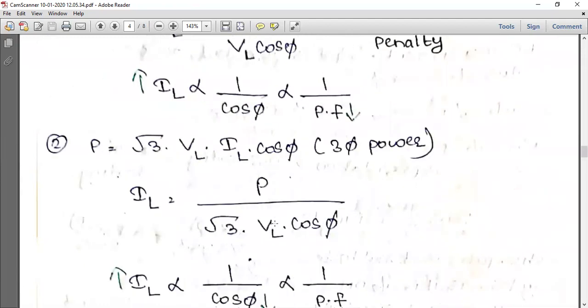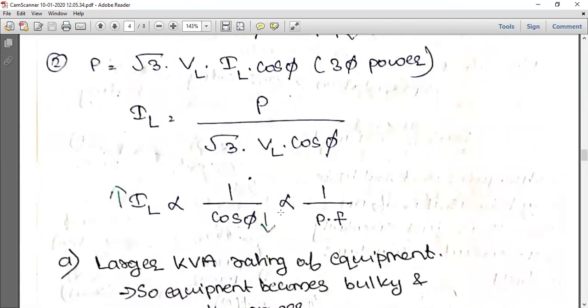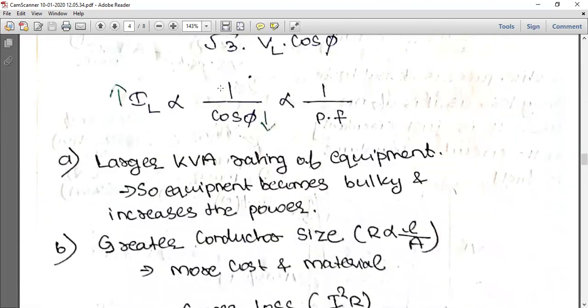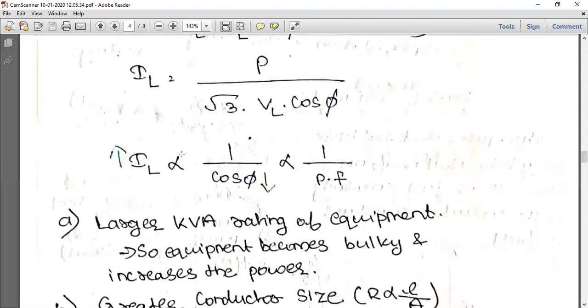Similarly, for a three-phase supply, P is equal to root 3 into VL into IL into cos phi. That is the three-phase power. That is, IL is equal to P by root 3 into VL into cos phi. So IL is proportional to 1 by cos phi, the same. Those who are new to this equation, I shall explain it later, or I think you might have studied it in your previous session. This is for three phase, so three phase means we multiply by root 3. So you understood that for both single phase and three phase, we need a high power factor.